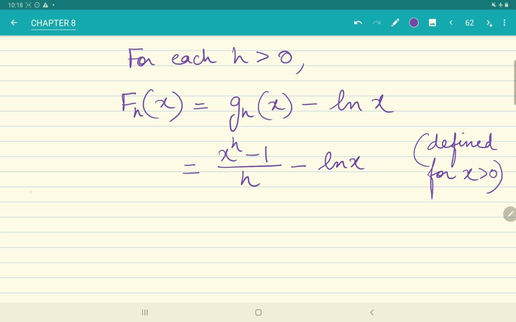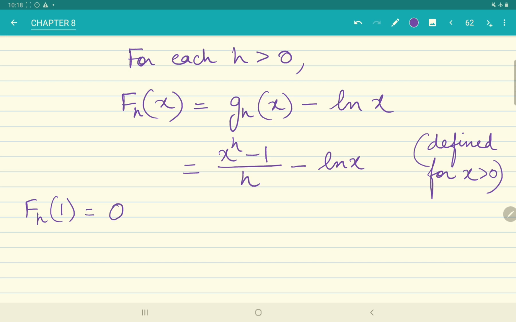Now in this case, if I write f h of 1, given the fact that h is greater than 0, I put 1 instead of x. This gives me 0. ln 1 I know is 0. That means this is equal to 0.